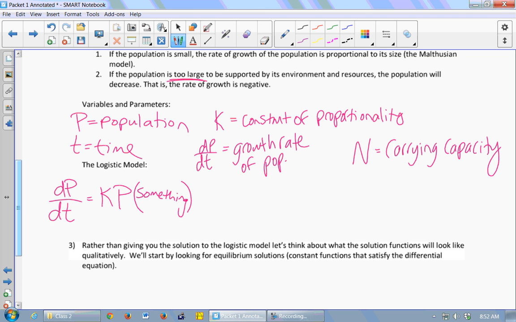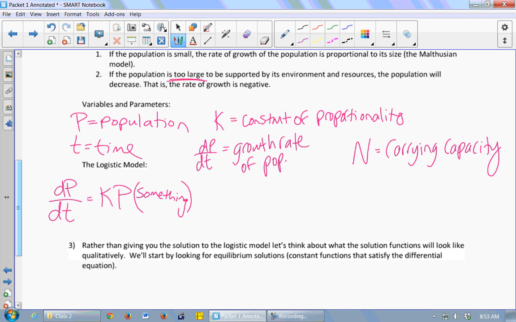Okay, so that something can only be negative when the population is big enough, though. If the population is bigger than the carrying capacity, I need this something to be negative. Otherwise, I need this something to be very close to what? 1. Yeah, because I need it to be very close to 1 so that when the population is small, dp dt is basically k times p. Does that make sense? All right, so I'm trying to come up with something to put in there that when p is small, is very close to 1, and when p is bigger than n, is negative.